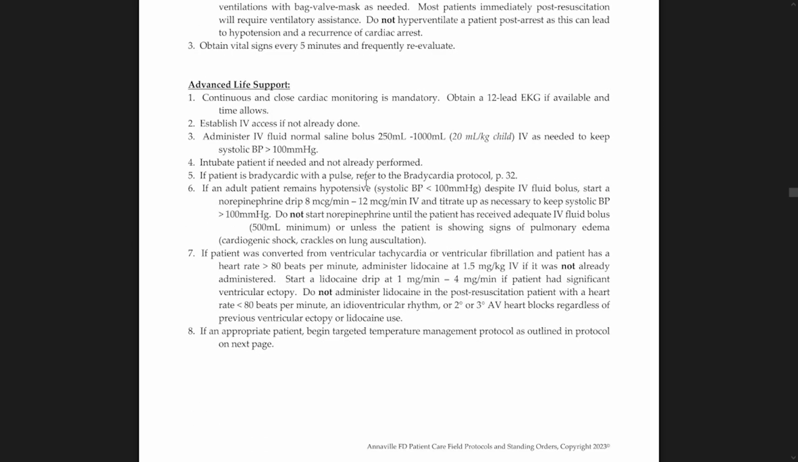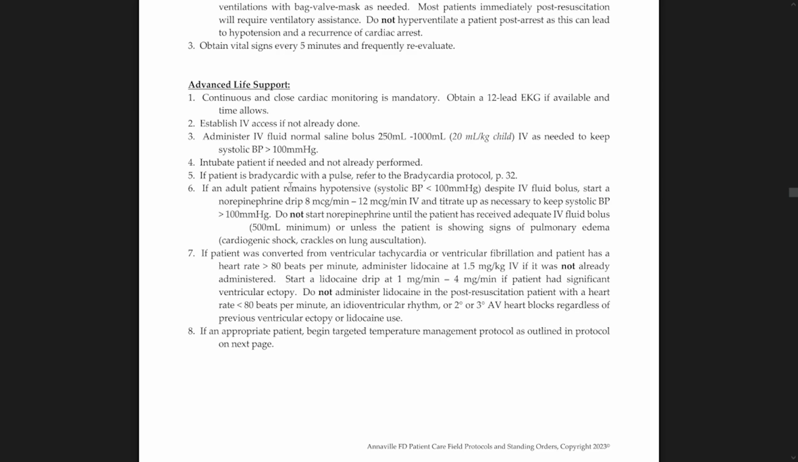For ALS, continuous and close cardiac monitoring is mandatory. You want to obtain a 12-lead EKG if it's available and time allows. Establish IV access if it hasn't already been done, and administer an IV normal saline bolus from 250 to 1,000 milliliters, or 20 milliliters per kilogram for a child, to keep their blood pressure greater than 100 millimeters of mercury. Intubate the patient if needed and it hasn't already been performed.